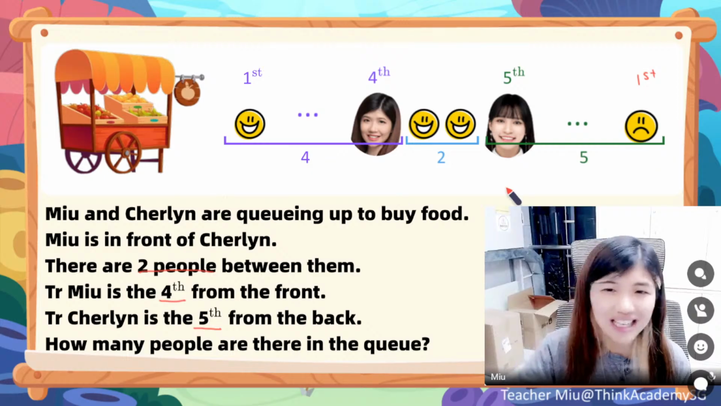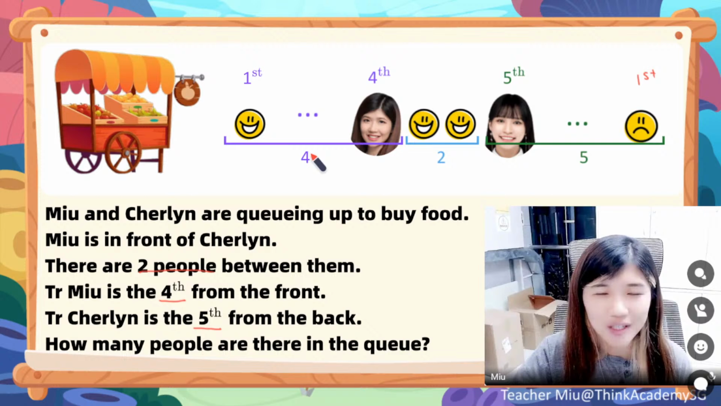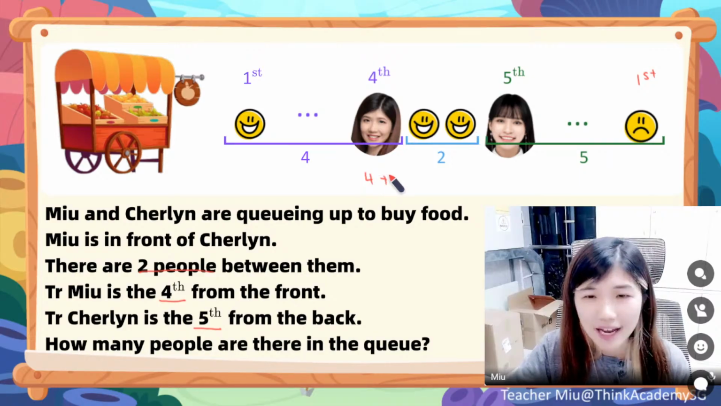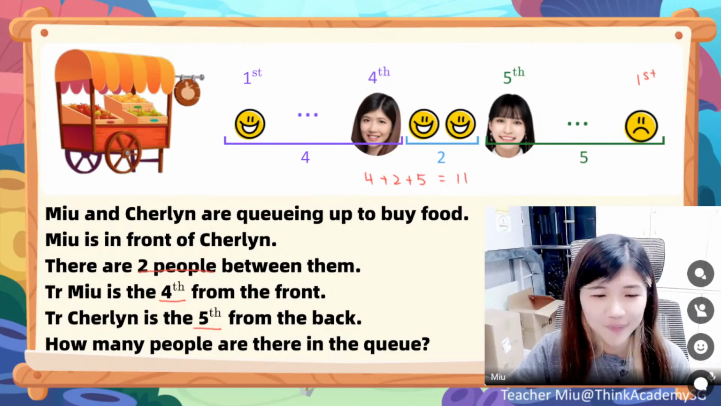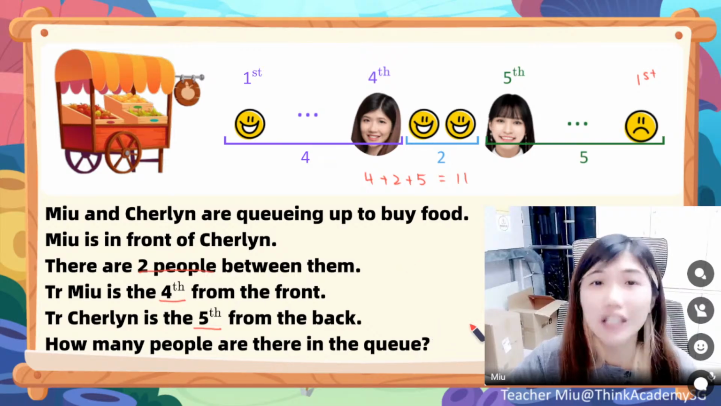So in the end, altogether, how many people are there? You just find out altogether 4 on the purple color bench, and then 2 on the blue color bench, and then 5 on the green color bench. So altogether, it must be 11. This is the drawing method that we can use for the queuing problems.